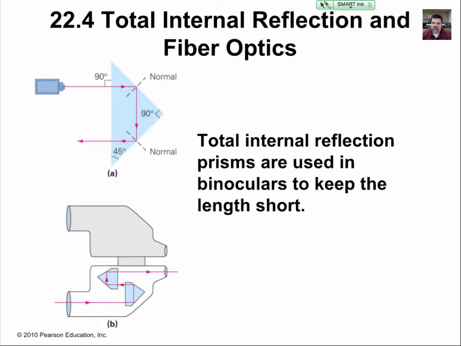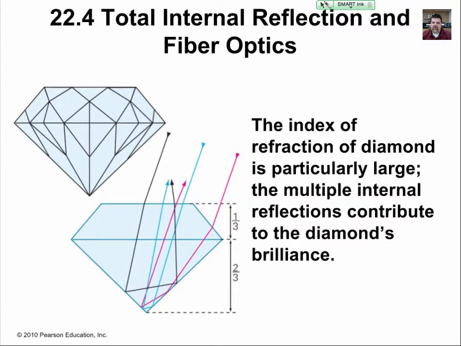Internal reflection prisms are used in binoculars to keep the length short, is one example. Another thing to think about is a diamond. The reason diamonds shine so brightly is because of the angle that they're cut at. They keep a lot of light internally. So before the light escapes, it bounces around inside the diamond, which is why they shine so much.